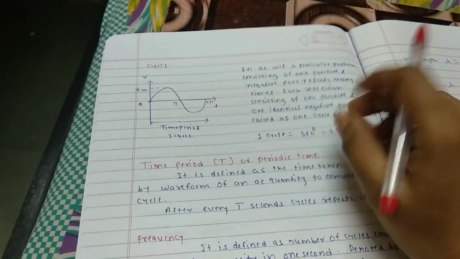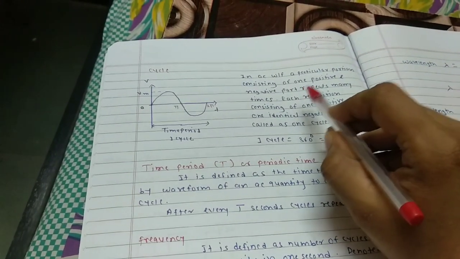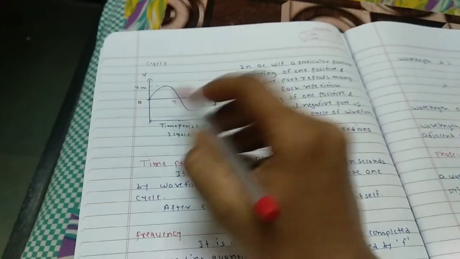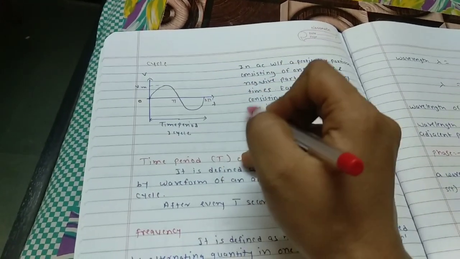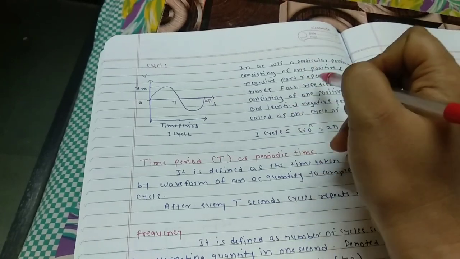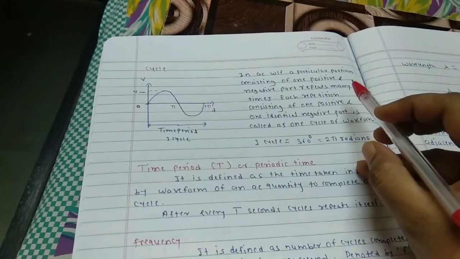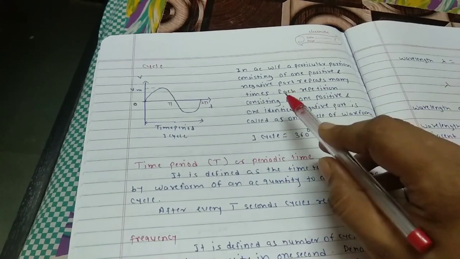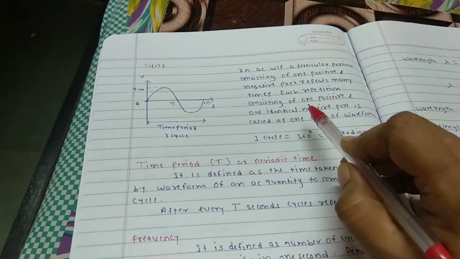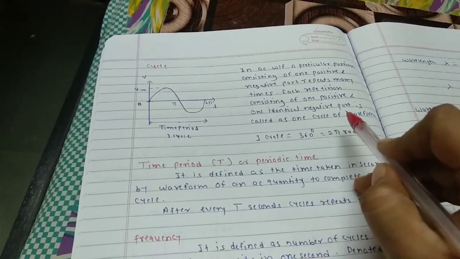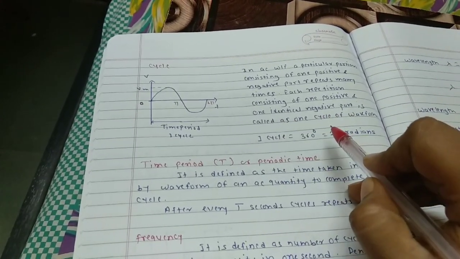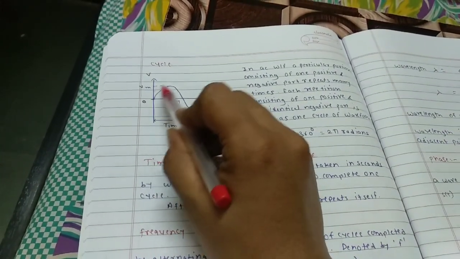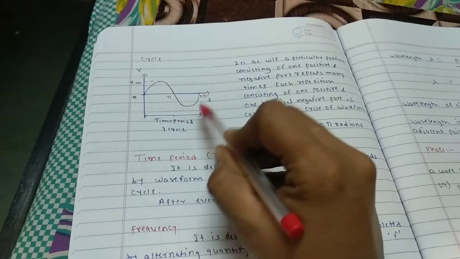In an AC waveform, a particular portion consisting of one positive and one negative part repeats many times. It means the same positive half repeats over here, again the same negative, again the same positive, negative. Each repetition consisting of one positive and one identical negative part is called one cycle of a waveform. That means one cycle consists of one positive half and one negative half.